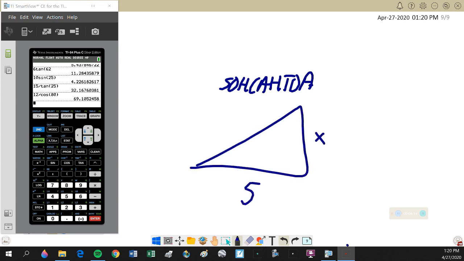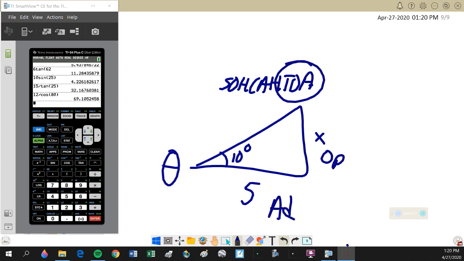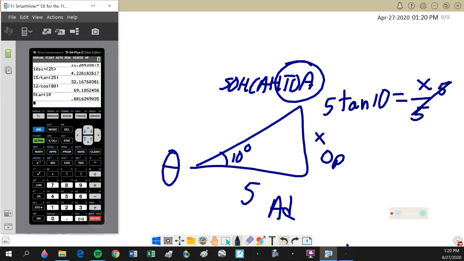Okay, let's do one more. x, 5, and 10 degrees. All right, if this is theta, then this would be opposite and this would be adjacent. Opposite and adjacent is tangent. So the tangent of 10 is x over 5. This is a multiply problem because x is on top. 5 tangent of 10 is 0.88, which rounds up to 0.9.